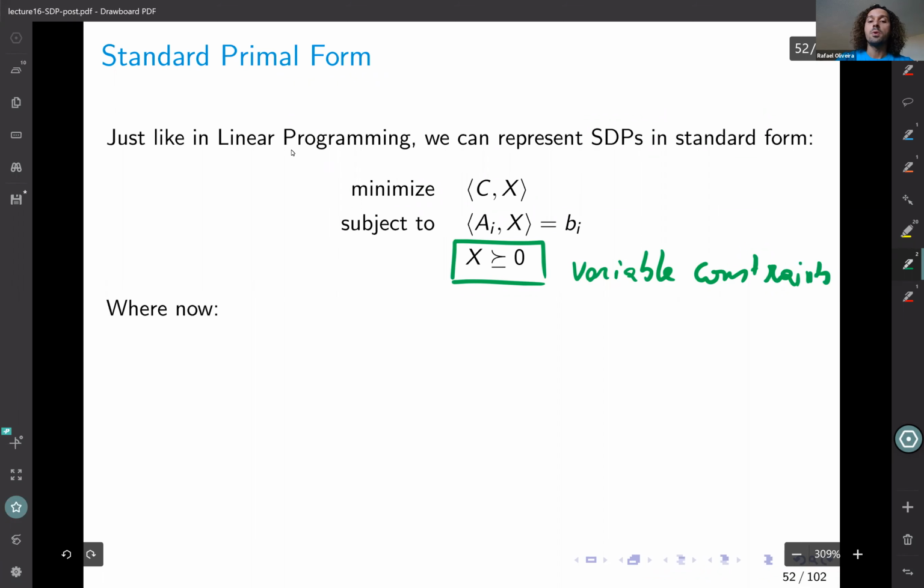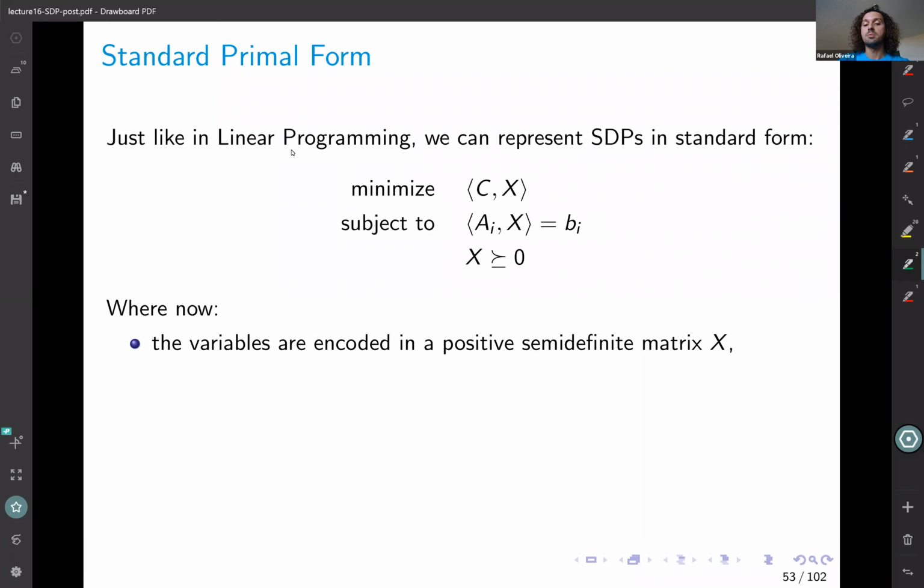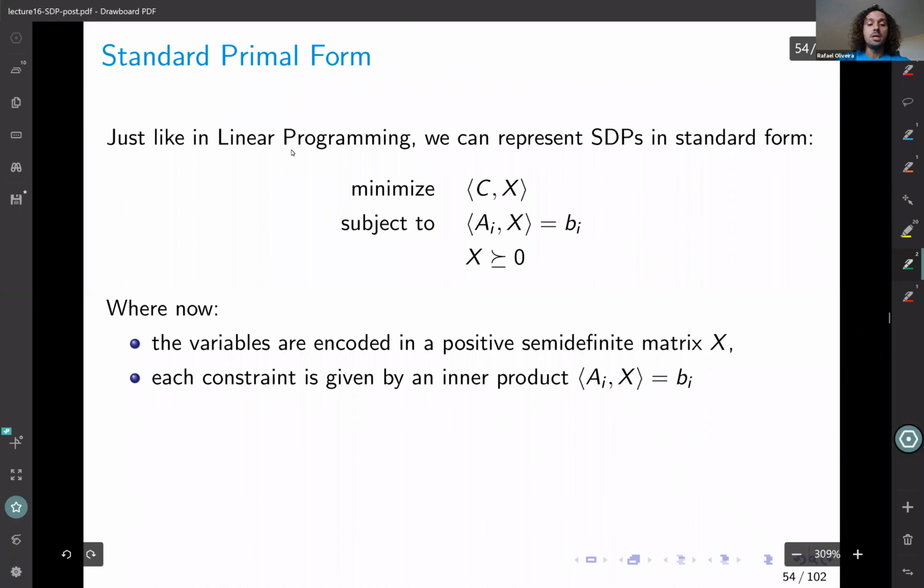Now we're going to minimize the inner product of C and X, where C is a matrix of constants, subject to the inner product of Ai and X equal to bi. These are the other constraints. So now the variables are encoded in this positive semi-definite matrix X. That's the condition that we impose on our variables. And remember, in the primal form for LP, we wanted all of our variables to be non-negative. So each constraint is given by an inner product.